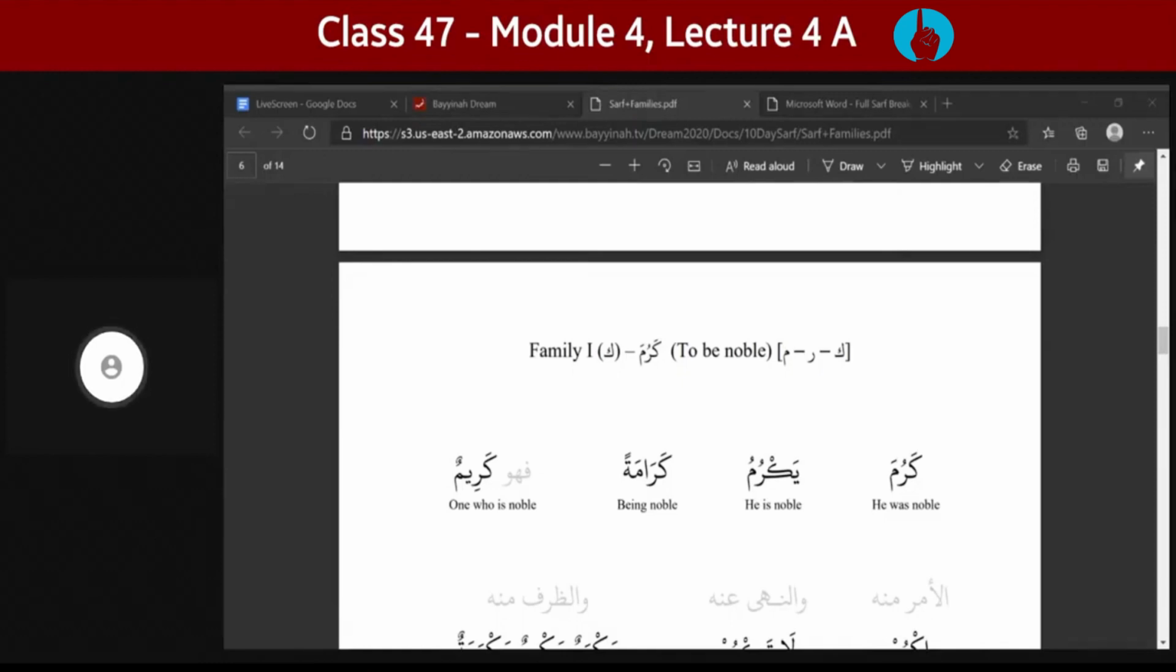How do you identify the fa and lam letters in a verb with 3+ letters? Well, you have to match it up with one of the fi'ls in the 8 families. Once you match it up, then you ignore what you know to be part of the family and you pick out the roots that way. So if I'm given the word, for example, let's just do an easy one. Istaghfara.